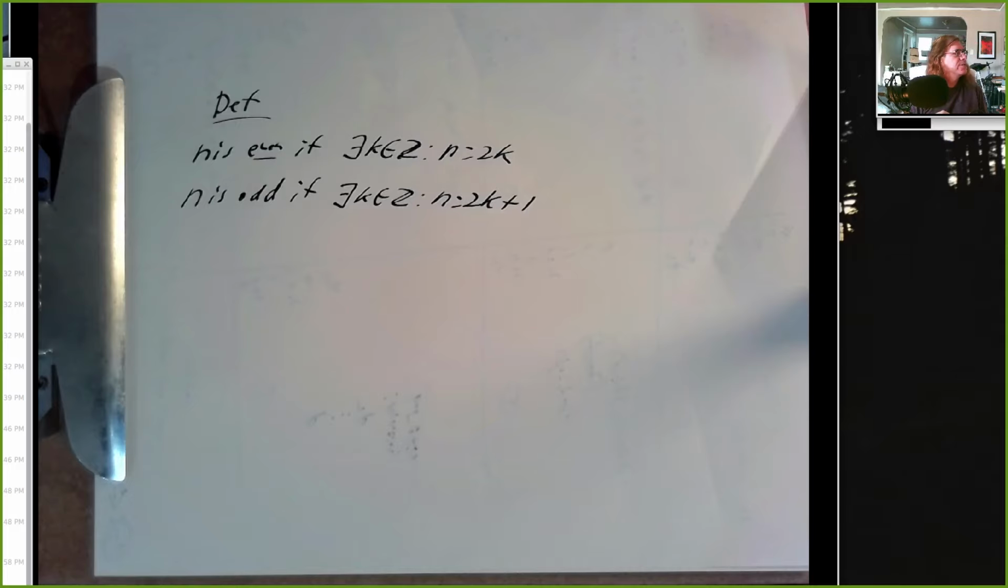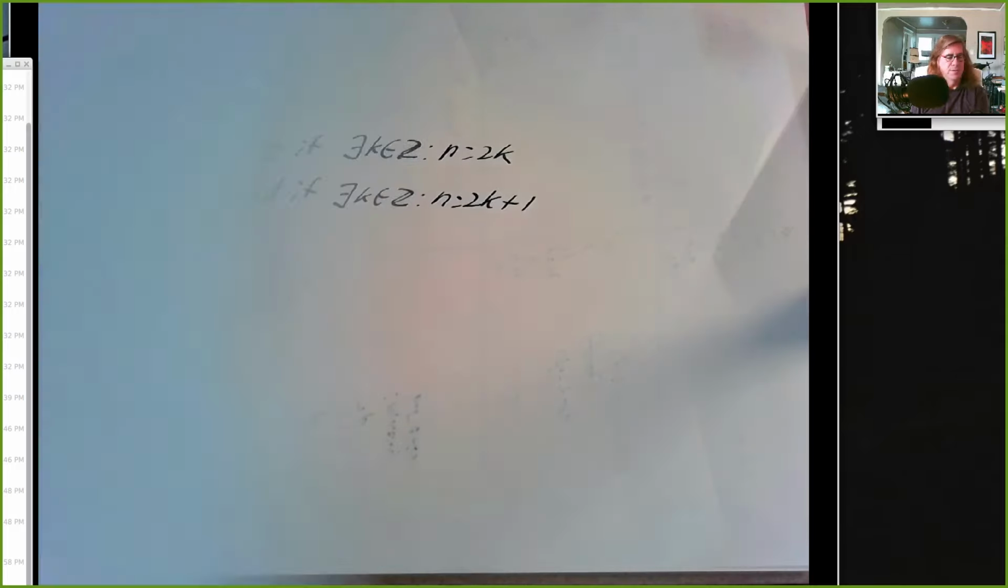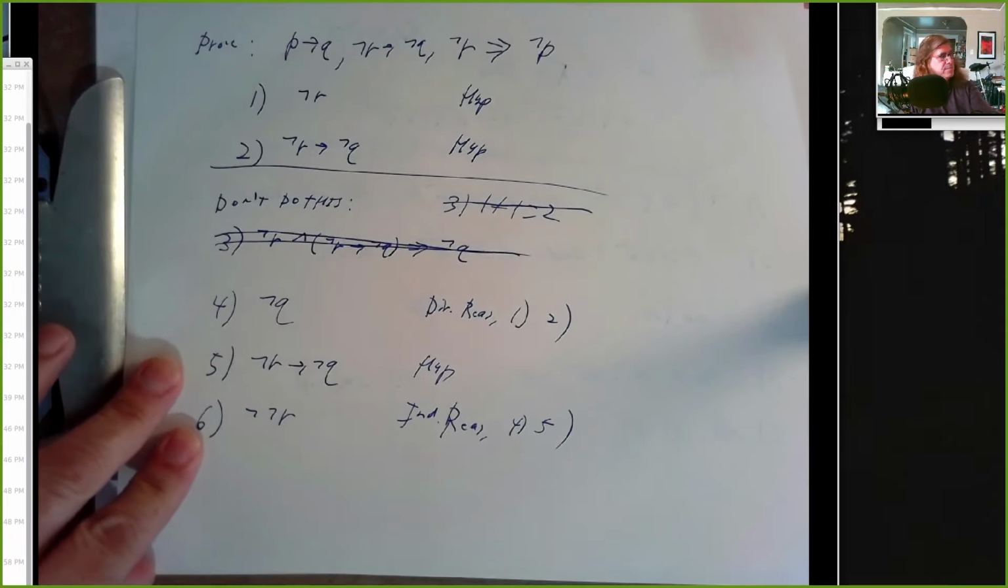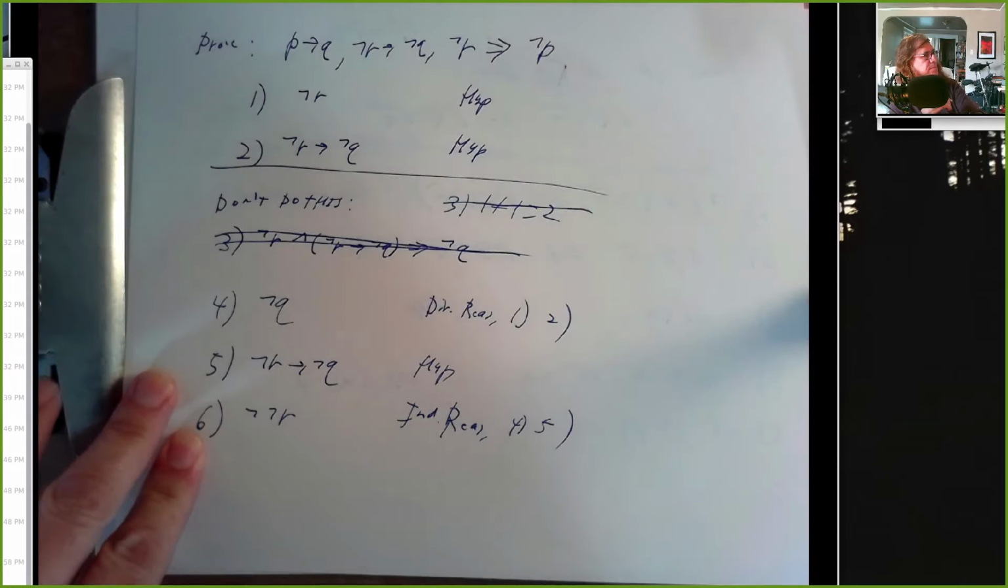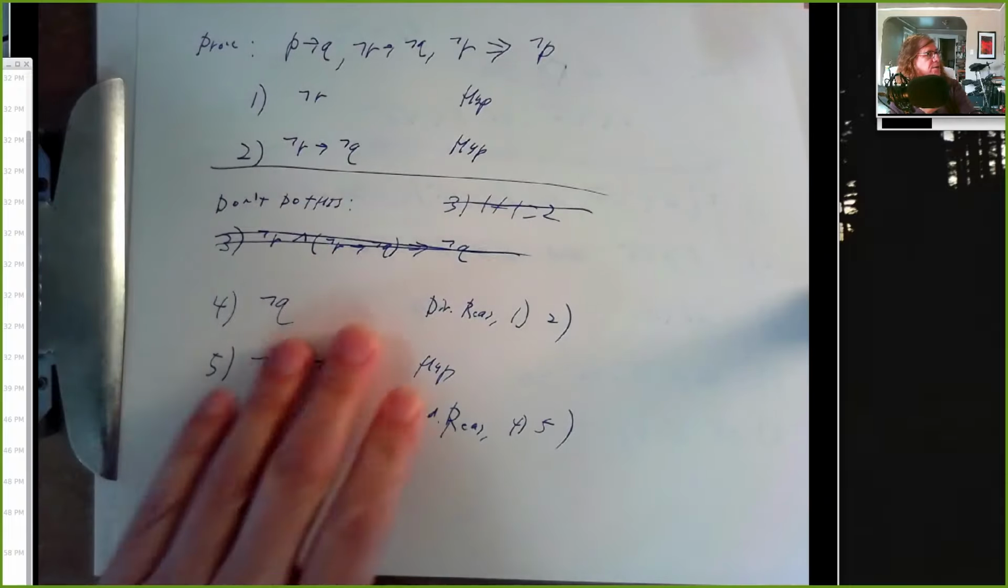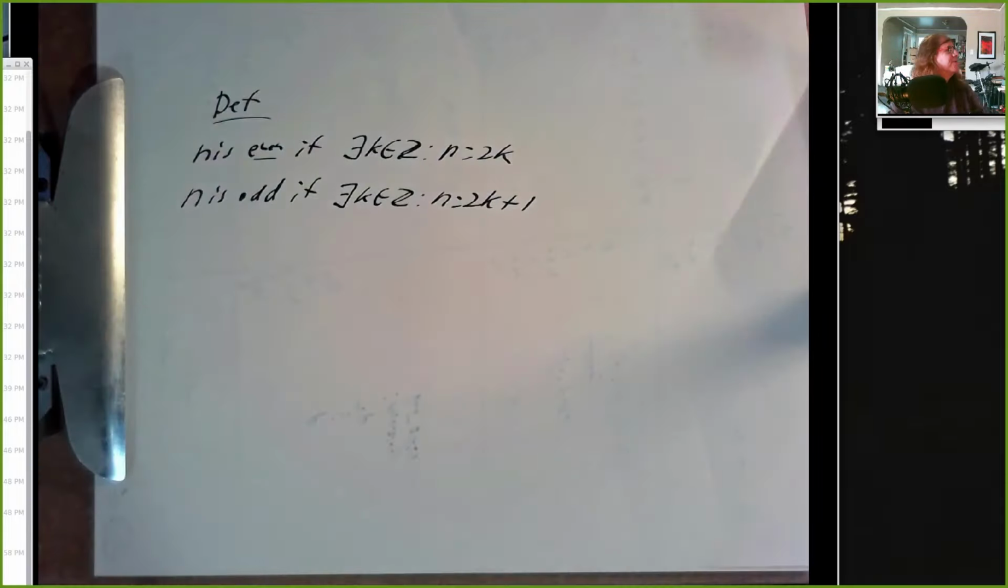Can I use the contrapositive to prove 4 and 5? This 4 and 5? On our homework for this week, sorry. Gotcha.